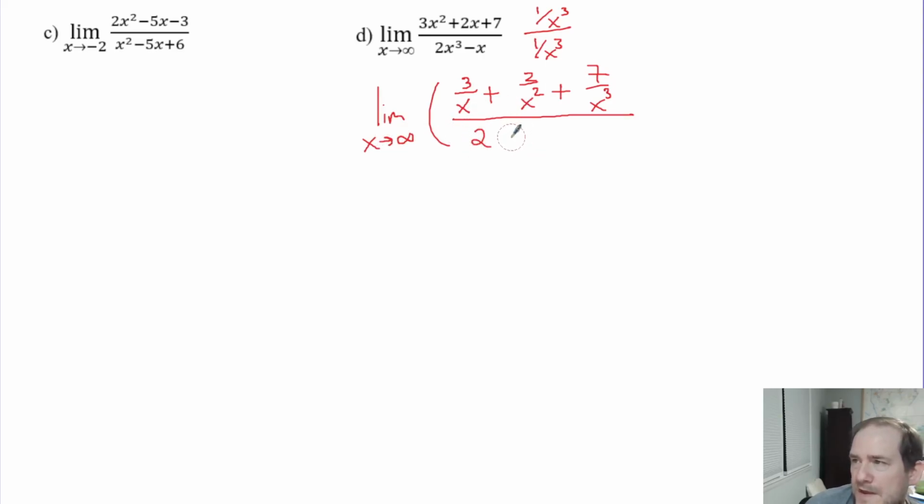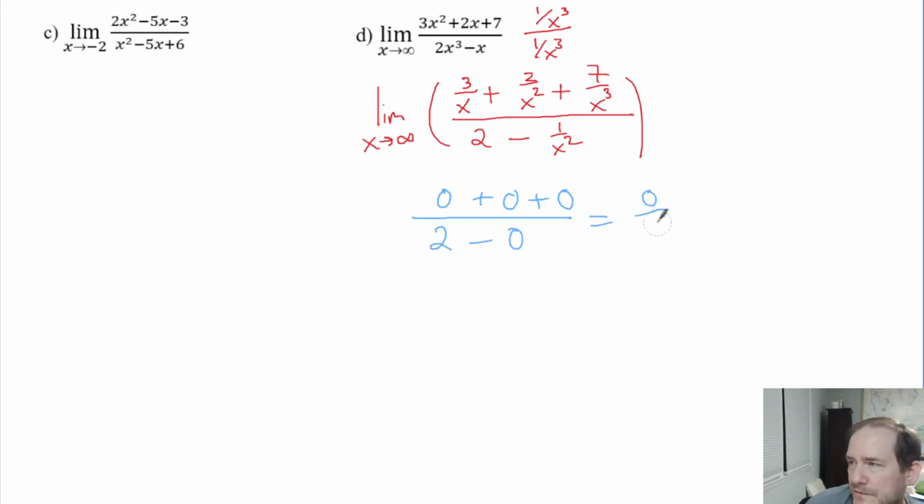That'll be 2. Then you get minus x over x, which is 1 over x squared. So by breaking it down like that, we can now use the property of limits that says it's fine to just take all these limits individually. So in the numerator, you get a limit that goes to 0, another one that goes to 0, another one that goes to 0, then you get a 2 minus 1 that goes to 0.